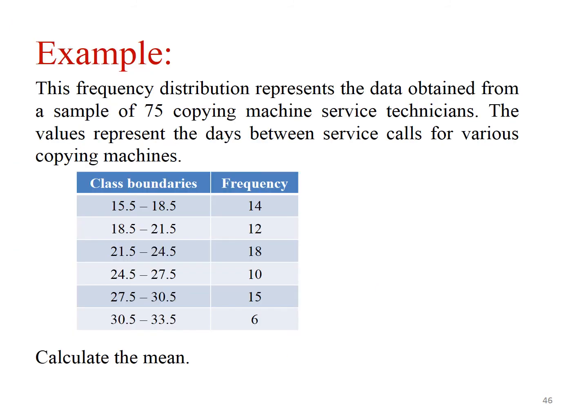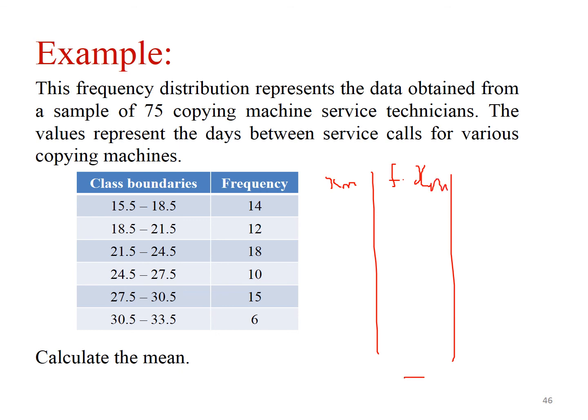Alright, so this is the example, maybe you can try it yourself. It is a similar type of example where they give the frequency, so you have to generate a new column, that is the midpoint, and the last one, the product of f into xm.